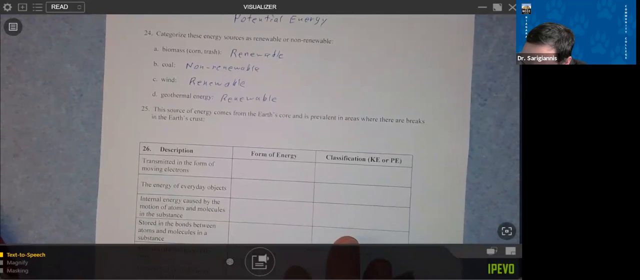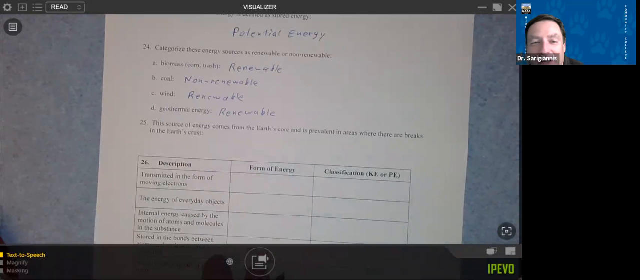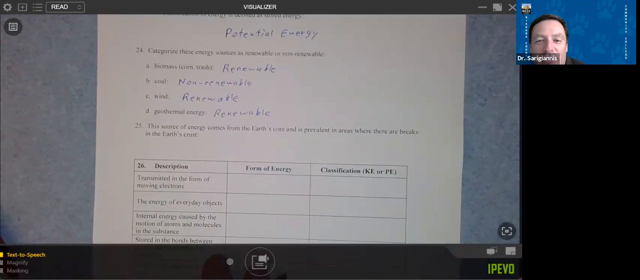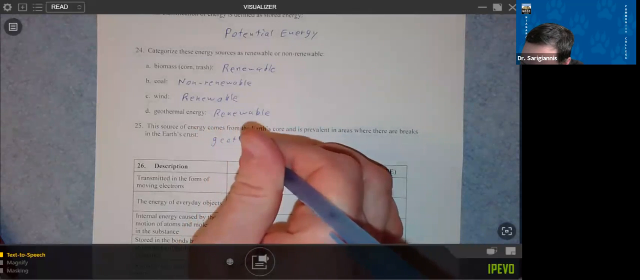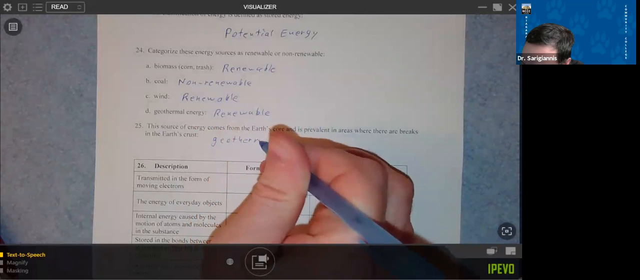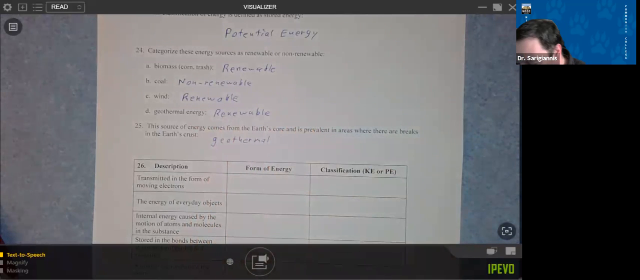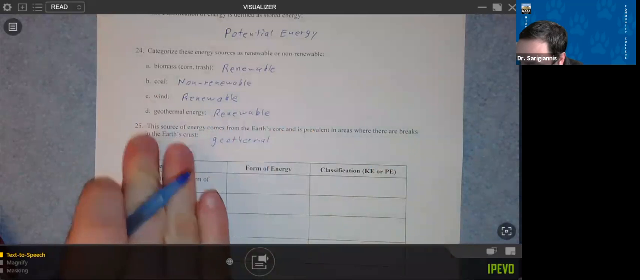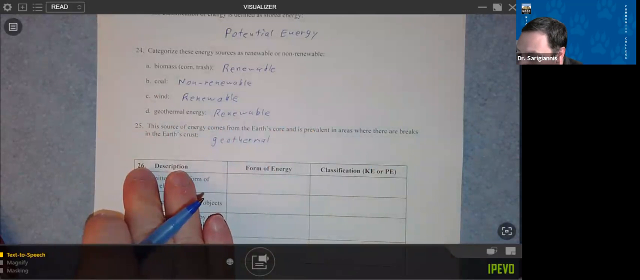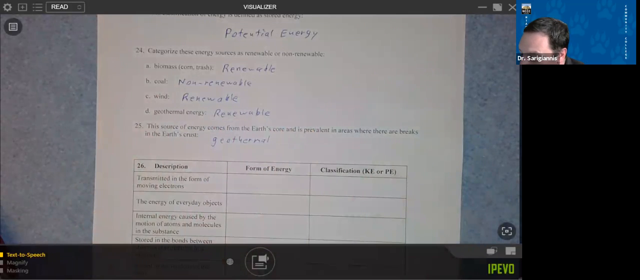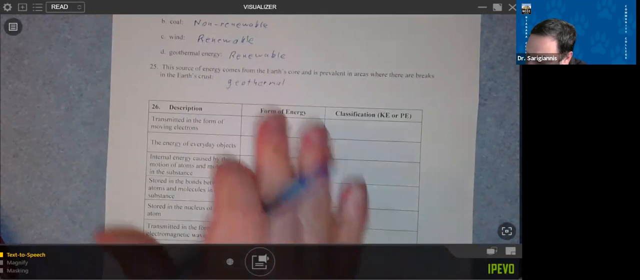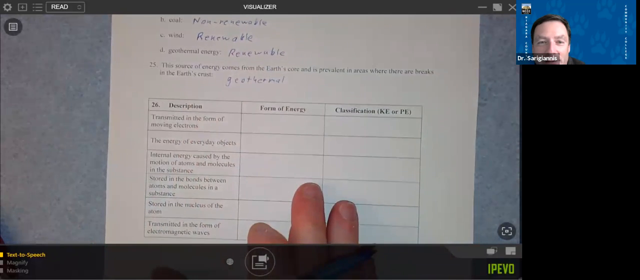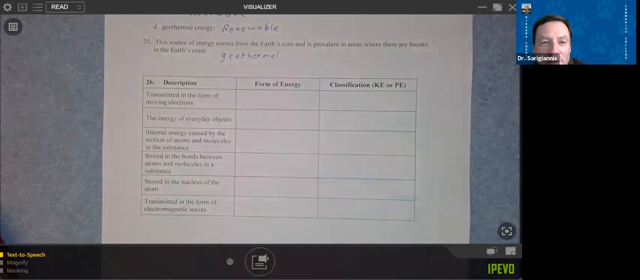So, 25. This source of energy comes from the Earth's core, and it's prevalent in areas where there's breaks in the Earth's crust. And this is, again, geothermal energy. Now, this is mainly in the reading. We're going to discuss this in more detail, geothermal energy, in the context of generating electricity in module 7. But again, this is primarily from the reading for this module 6.